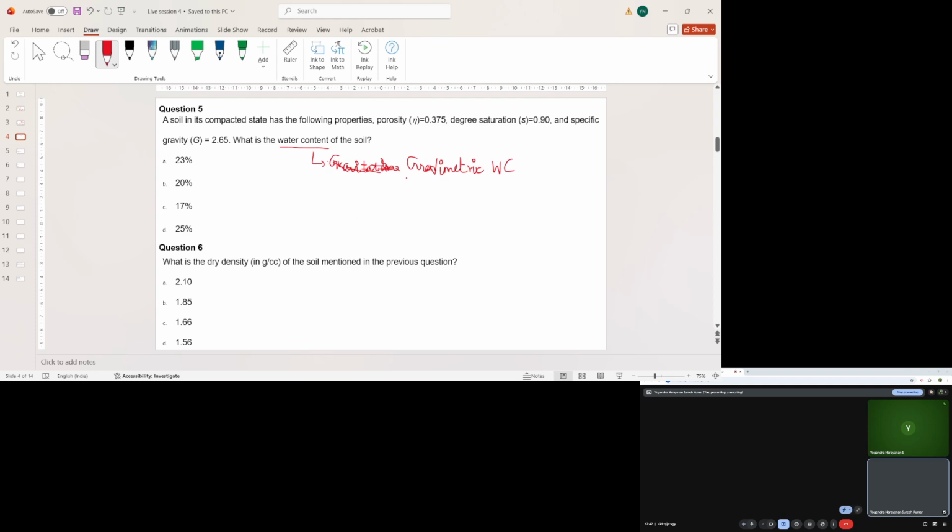Now, we know the universal relationship Se = wG. We know the saturation, 0.9. We know e, and the specific gravity, which is 2.65, and w. So we need to calculate w, right?